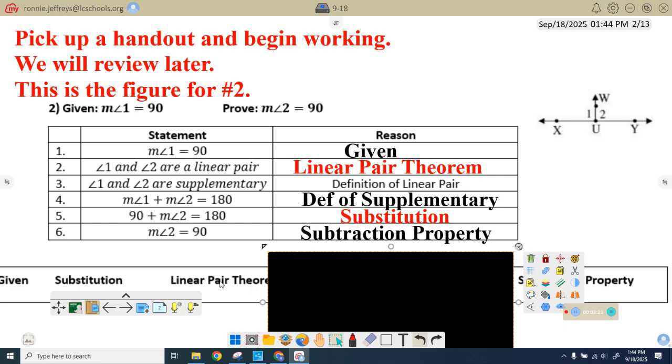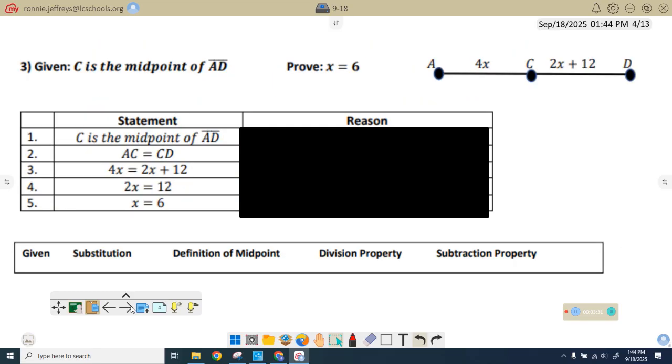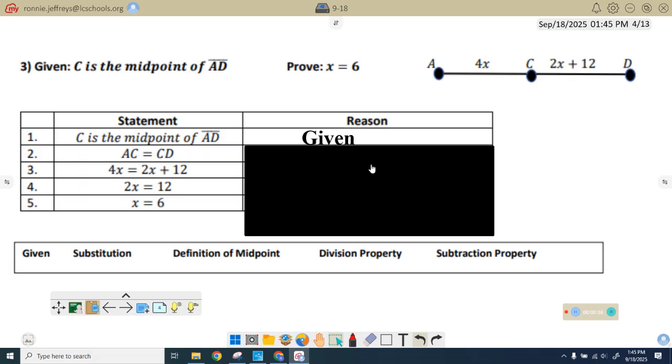All right. Everybody good with number 2? All right, number 3. So if we're looking at number 3, of course, this should be given. Now we're asking, how could we say that AC equals CD?